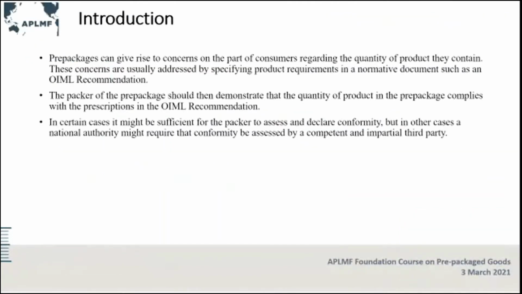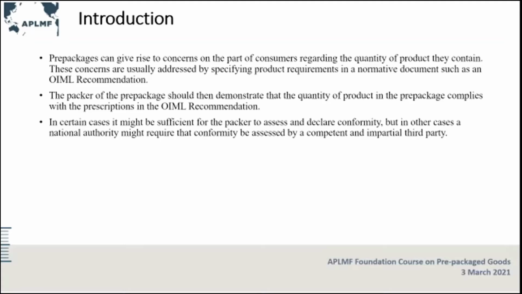Okay, the introduction. We know that prepackages can give rise to concern on the part of the consumer regarding the quantity of the product they contain. These concerns are usually addressed by specifying product requirements in a normative document such as an OIML recommendation. In this case, it is related to OIML Recommendation R79 and also OIML Recommendation R87 regarding the quantity of product. The packer of the prepackage should then demonstrate that the quantity of product in the prepackage complies with the prescription in the OIML recommendation.